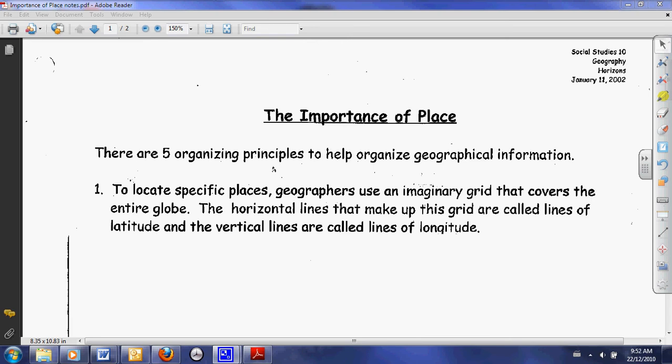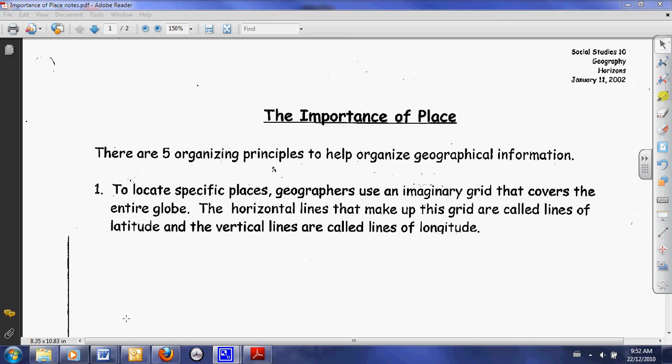Today's lesson is on the 5 principles that geographers use to collect, analyze, and organize their geographical information. Now, this information can also be found in your Horizons textbook, Chapter 3, pages 94 to 98. Now, I said that there were 5 principles. These 5 principles are in the notes that are in front of you.